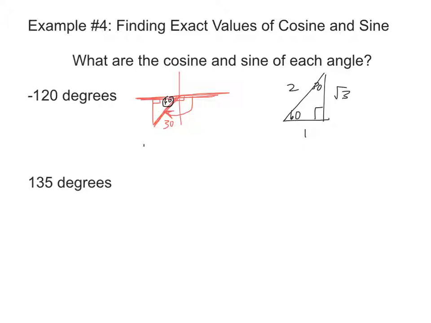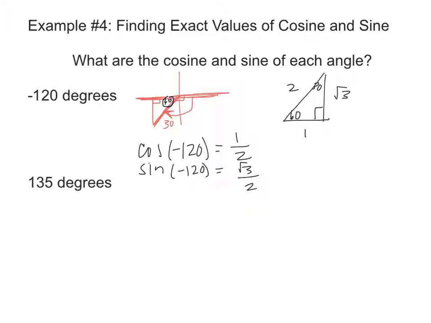So to find the cosine, the cosine of negative 120 will be the adjacent over the hypotenuse. The adjacent is 1, the hypotenuse is 2. So the cosine of negative 120 is 1/2. And then the sine of negative 120, remember, is opposite over hypotenuse. So the opposite is the square root of 3 over the hypotenuse, which is 2. So that's square root of 3 over 2.